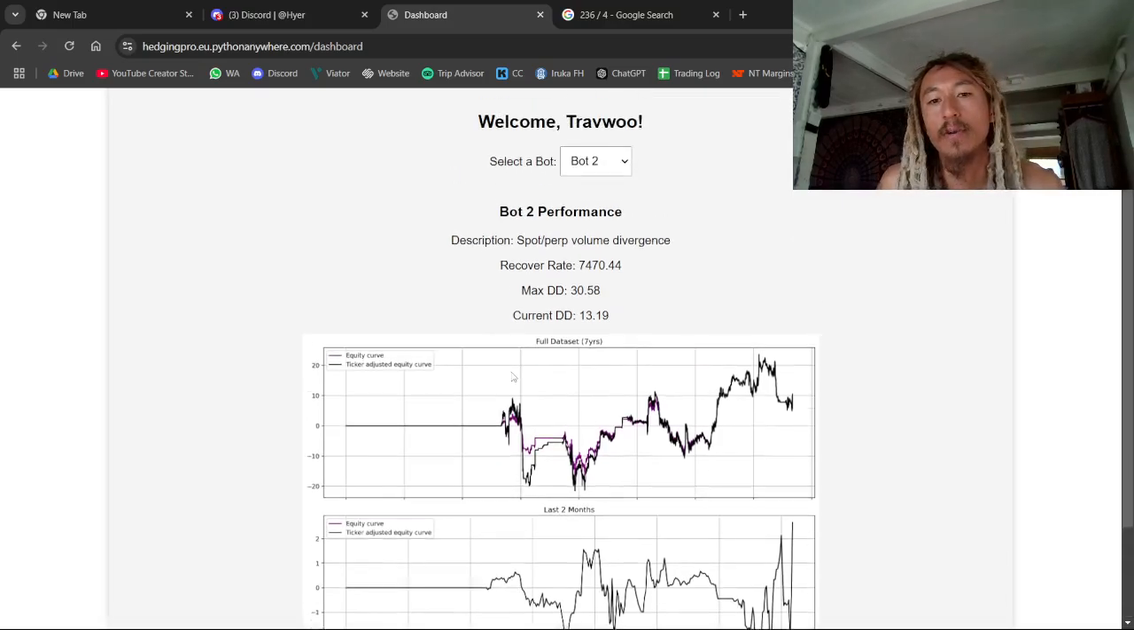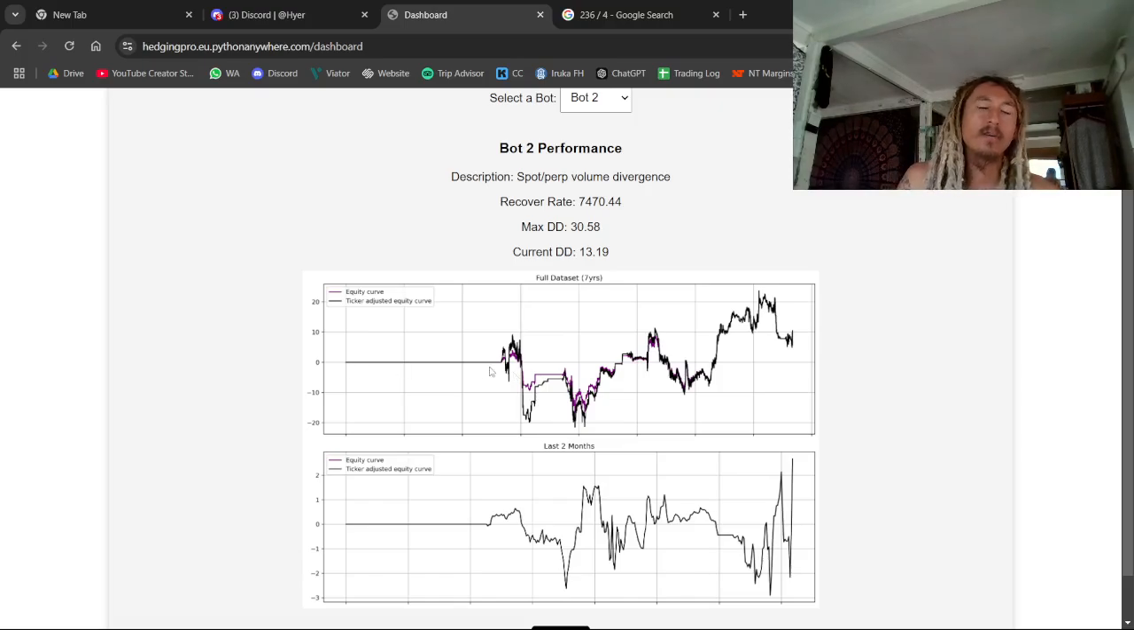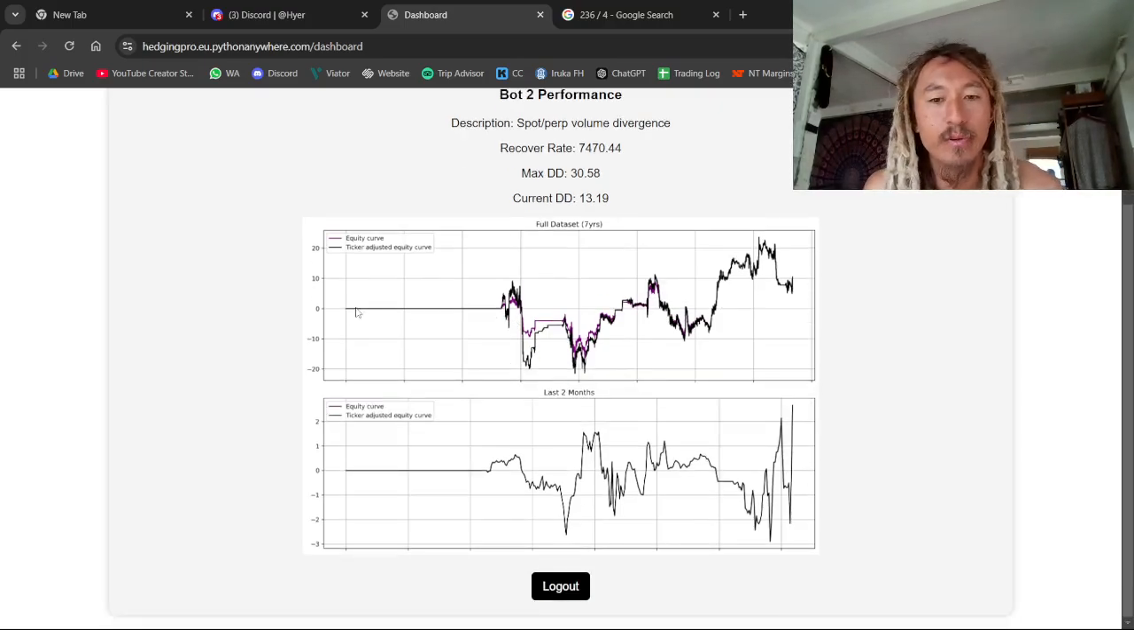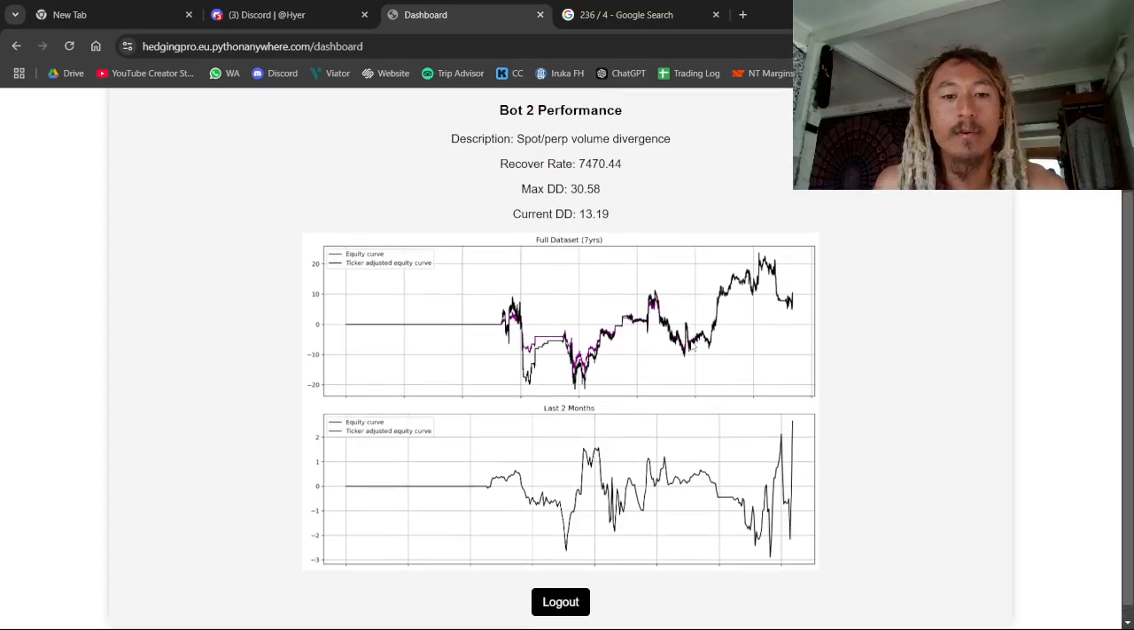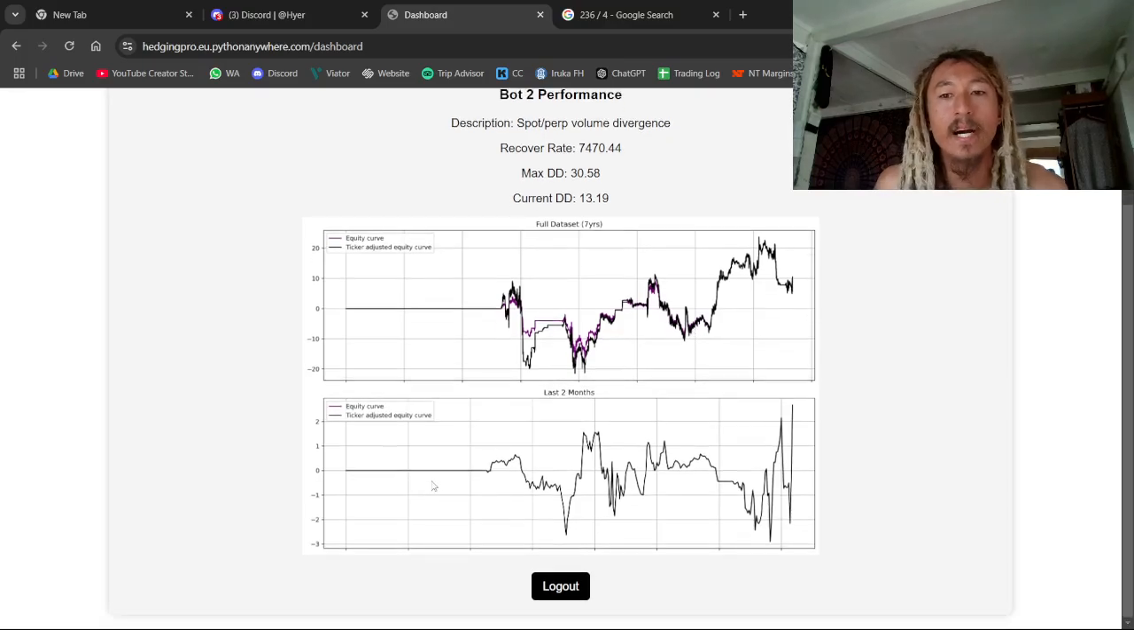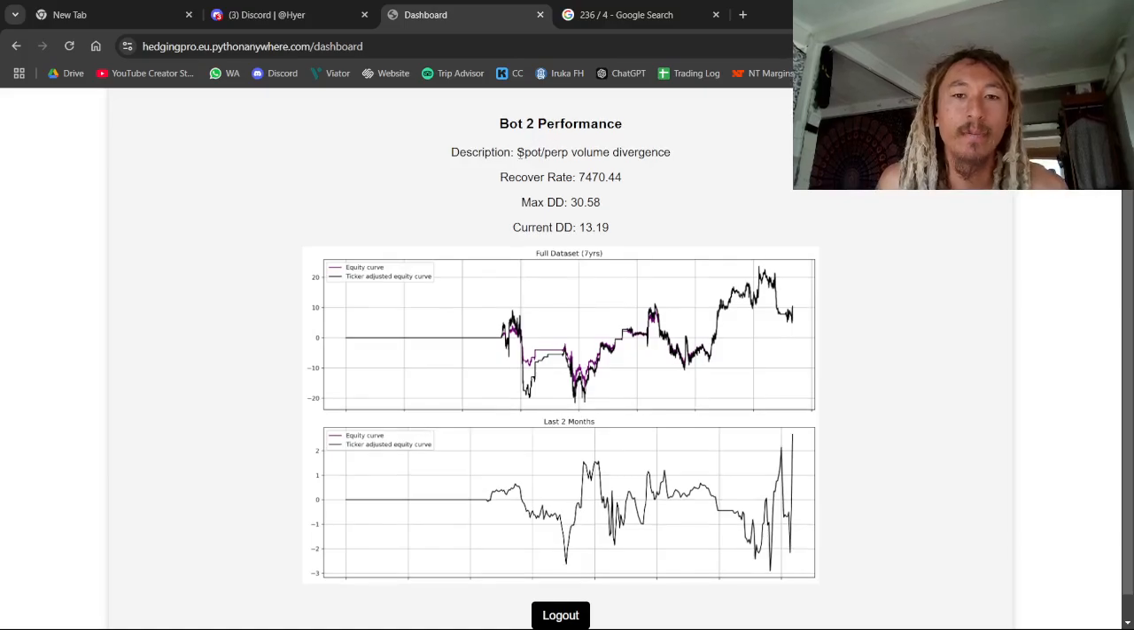Some of them don't trade here in the first couple years because perpetual futures didn't exist then. Some of them didn't trade in the last couple months because there's certain filters that cause them to not take trades. But this bot is trading volume divergence on spot and perp. And what it might mean is if there's a lot more volume on perpetual futures than spot, it might be bearish, for instance.